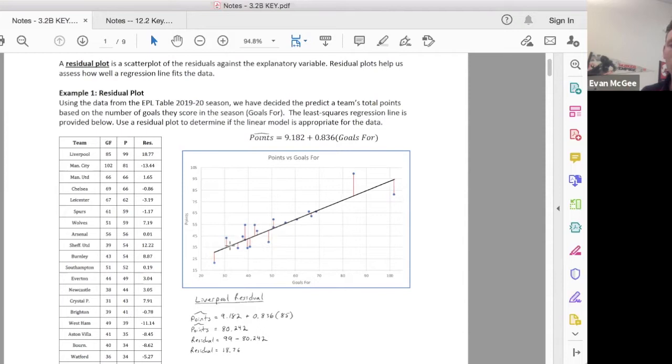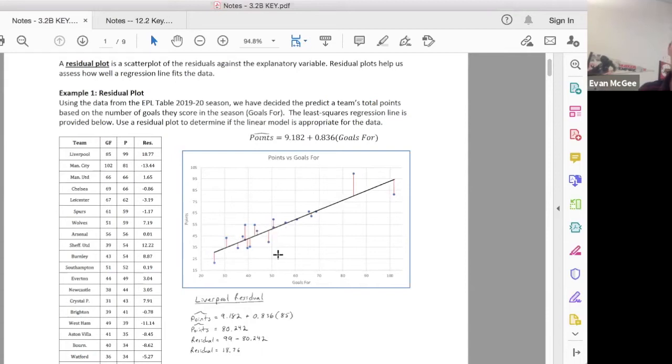Now, usually with a scatter plot we don't have the line, we don't have these red lines here, but I want to talk about those in a second. To describe a scatter plot, we should describe shape, direction, form, and strength. So for this relationship, the form looks linear because it follows a linear model. The direction is positive because as the goals for increases, the points increase. And the strength is, I would say, strong or moderately strong.